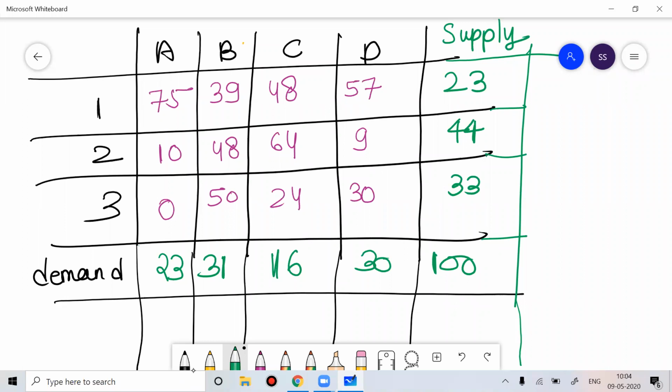Once that is done, now you see whether total demand is equal to total supply or not. Total demand: 23 plus 31 is 54. 54 plus 16 is 70. 70 plus 30 is 100. Similarly, total supply is 100 only. 23 plus 33 is 56. 56 plus 44 is 100. So total demand equals total supply. Yes. Now what will you do?